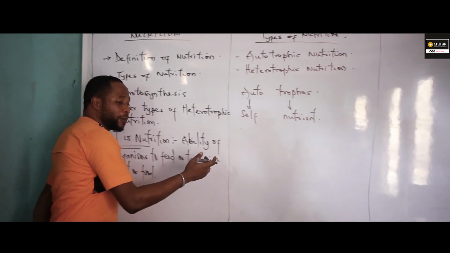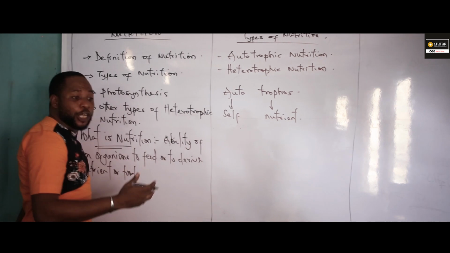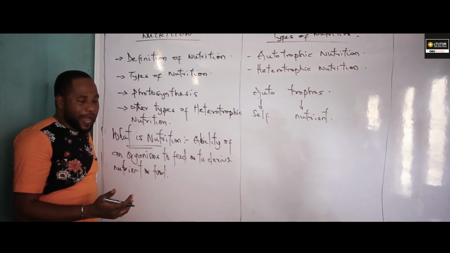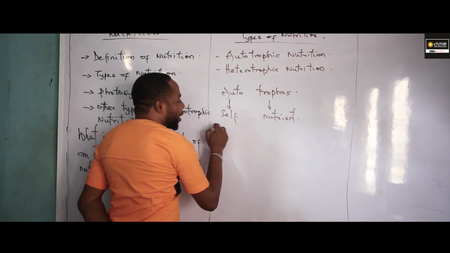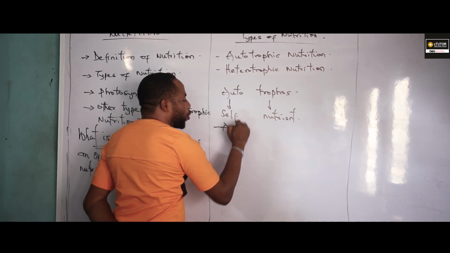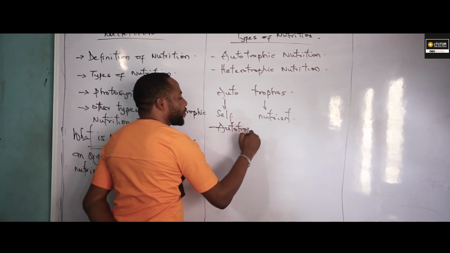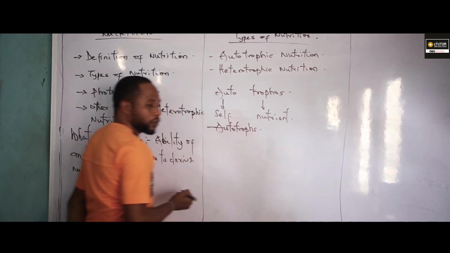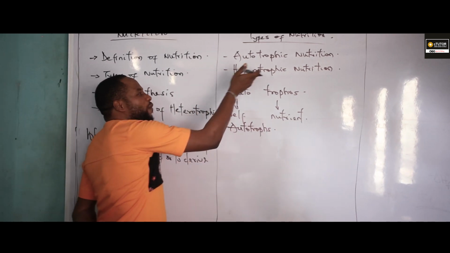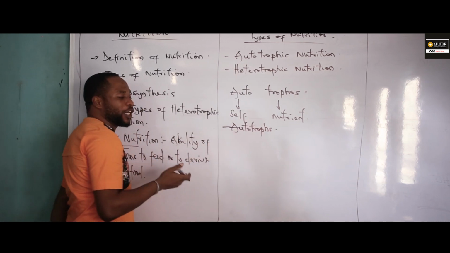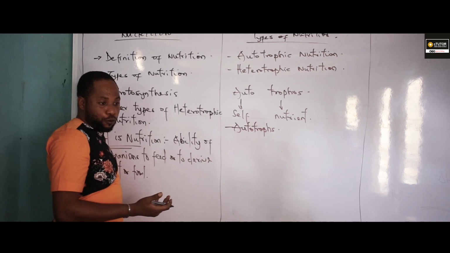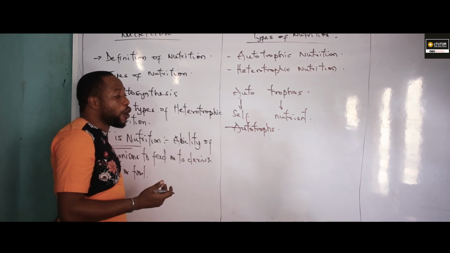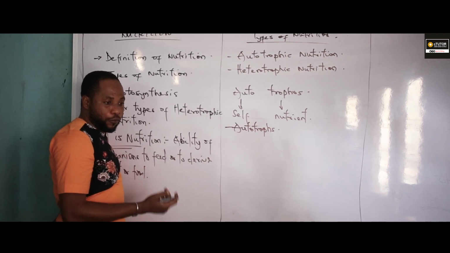Now, they do so using inorganic materials. Organisms that carry out this type of nutrition are referred to as autotrophs. So we can also define autotrophic nutrition as a type of nutrition in which autotrophs manufacture their own food.